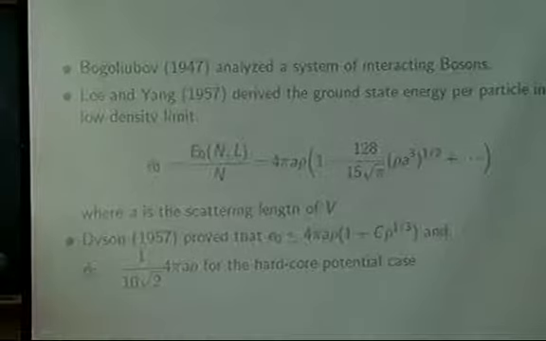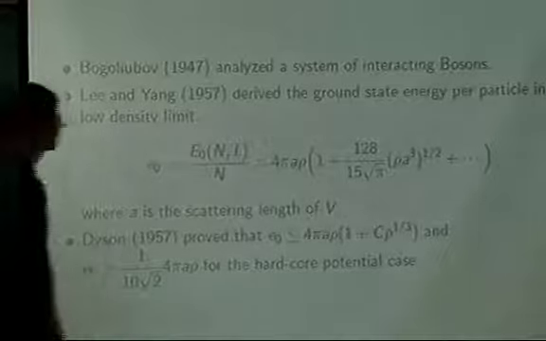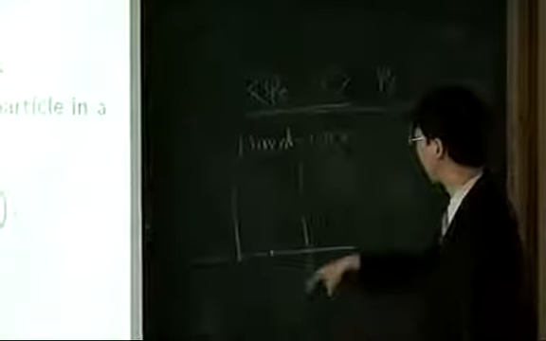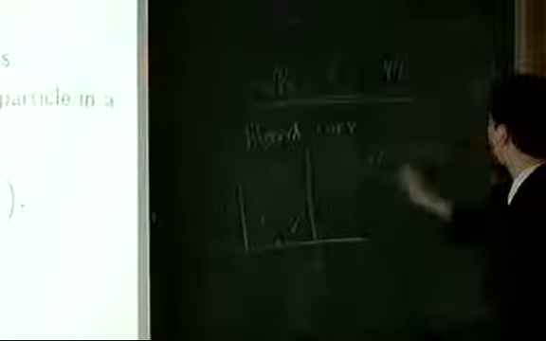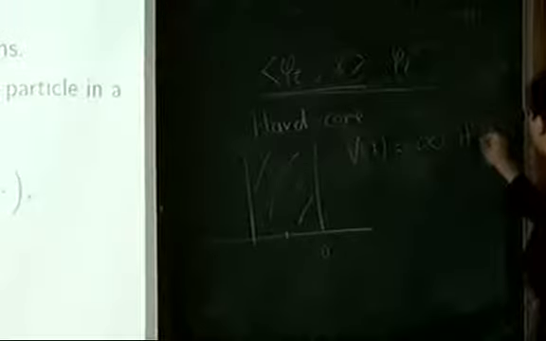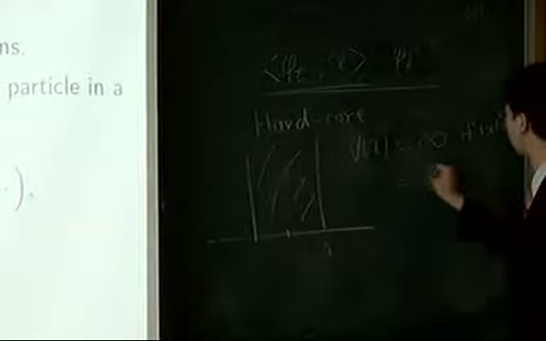So for the hardcore potential case, the hardcore potential means like this. This is V, and this is a. V of x is infinity if the absolute value of x is less than some number a, and this is 0 otherwise.